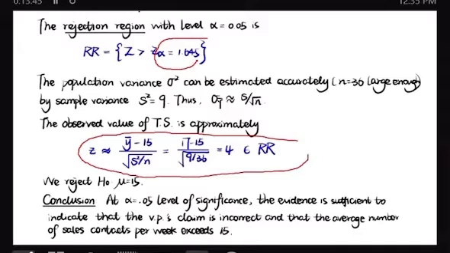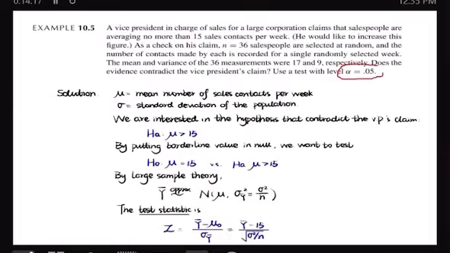Rejecting H naught means you are going against the vice president's claim, because the null hypothesis supports the vice president's claim. That was why in the conclusion I said at alpha equal to 0.05 level of significance, the evidence is sufficient to indicate that the VP's claim is incorrect, and that the average number of sales contacts per week exceeds 15, because when you reject the null hypothesis, your conclusion will be in favor of the alternative. Is there any question on that? Go ahead.